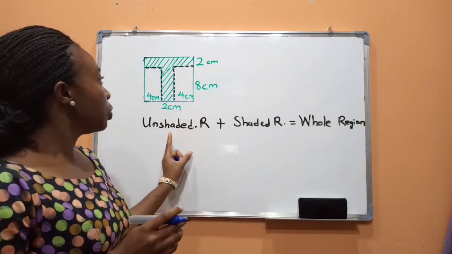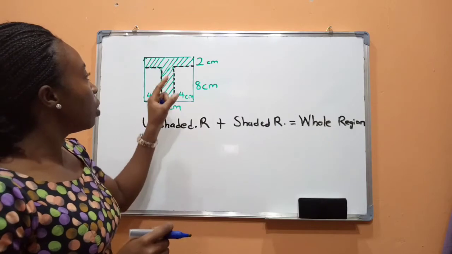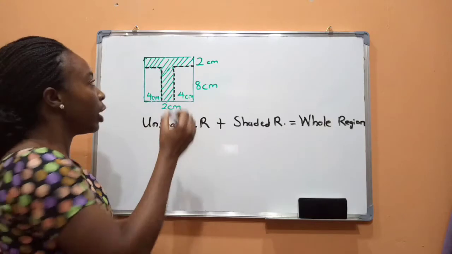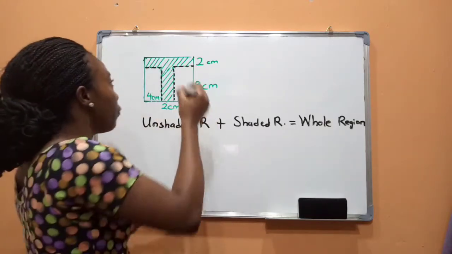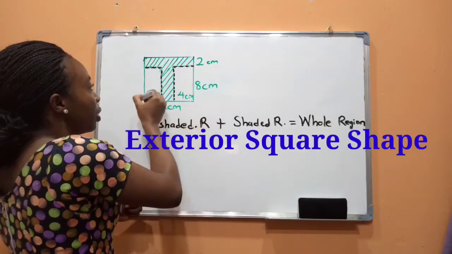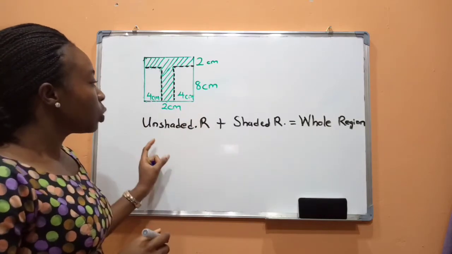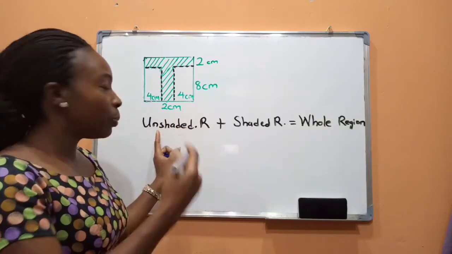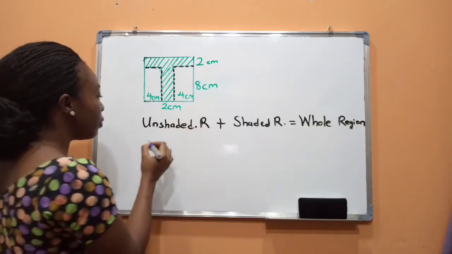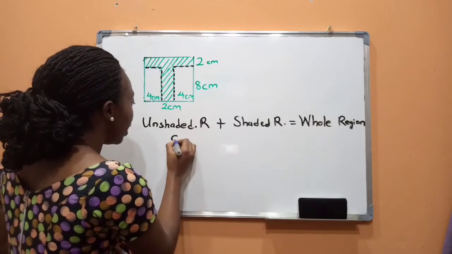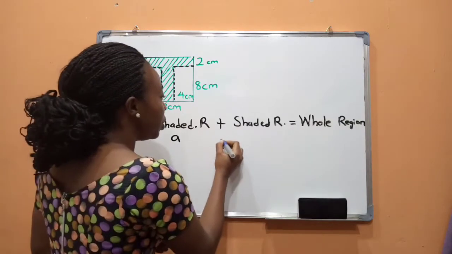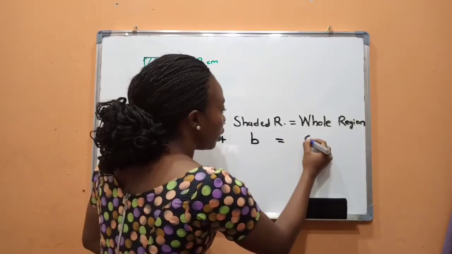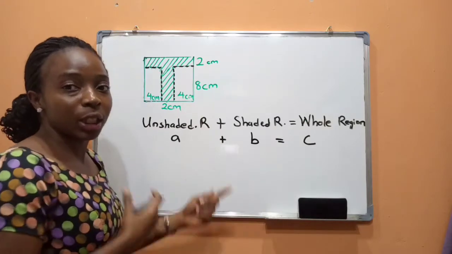First of all, what we do, we are going to look for the area of the unshaded regions and equally find the area of the whole region. The whole region refers to the shape, okay? Again, we are going to name these to make our work simpler. So let's say, let the unshaded region be A, and let the shaded region be B, and let the whole region be C, okay? So that we'll be using these terms as we go on.